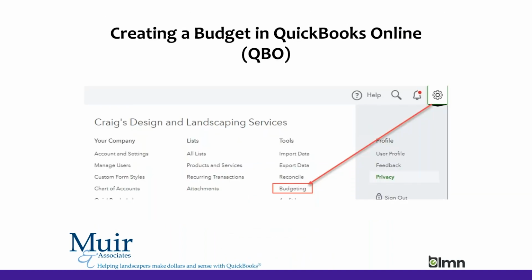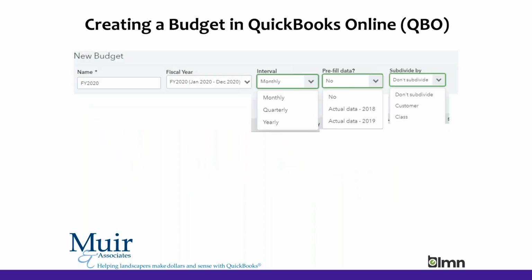So again, I'm always looking for a faster way, I'm impatient on computers, to get this budget in, because it is fairly time consuming. So there are a couple of ways that you can do that. If you're in QuickBooks Online, you start with the gear icon, then go down and click on budgeting, and you will see a screen somewhat similar to the desktop.